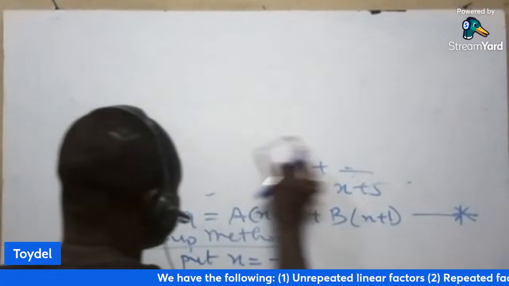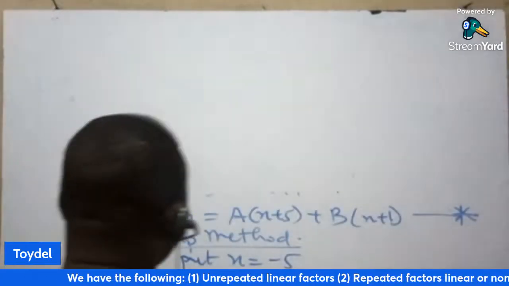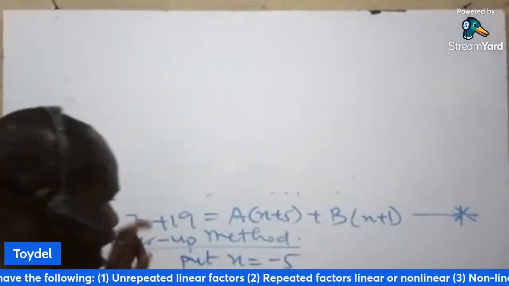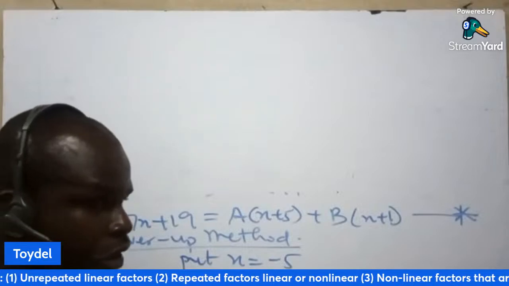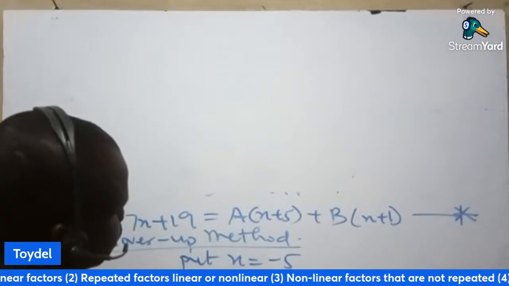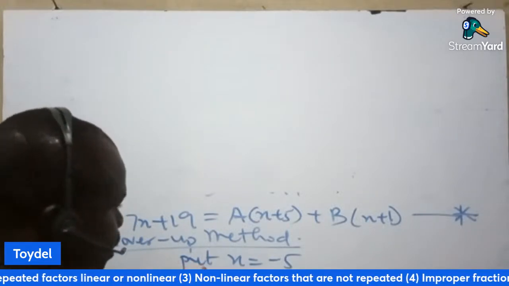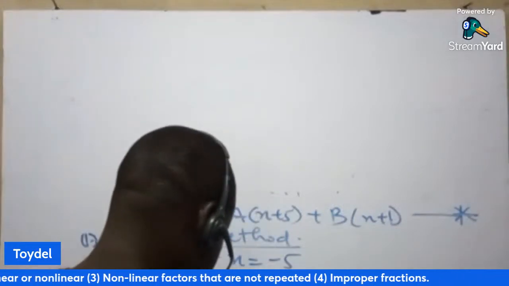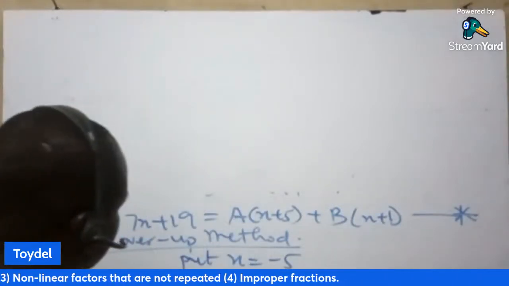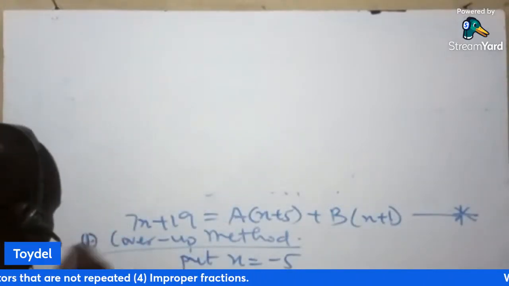Let me go over it again. Since we've been able to resolve this into a straight line, there are two methods of resolution that we can use. The first one is the cover-up method, while the second one is the method of comparing coefficients. So I decided to start with the first method of resolution.